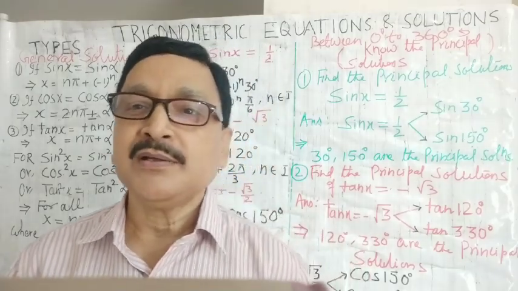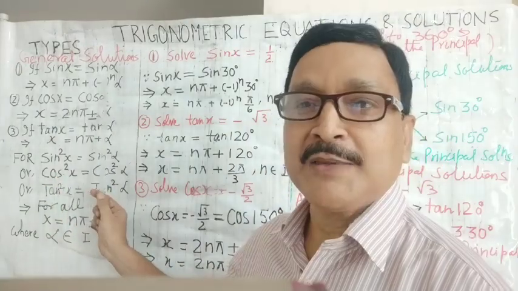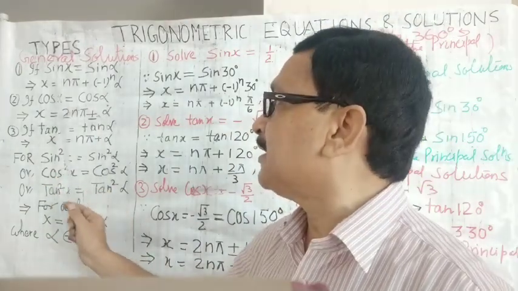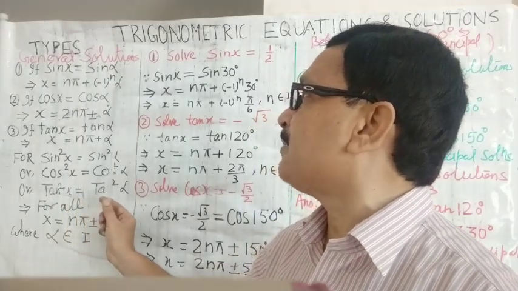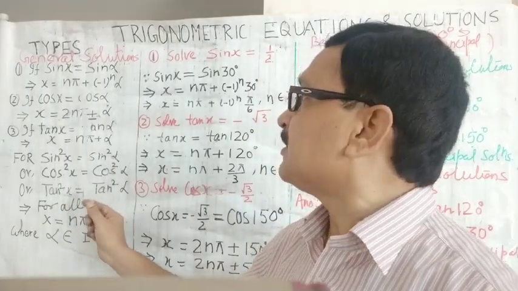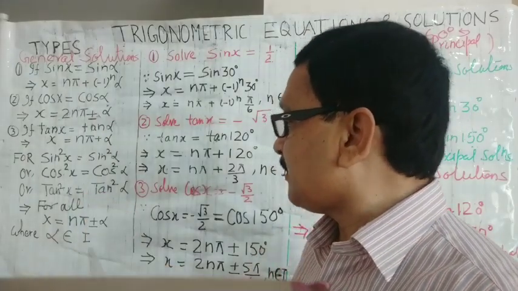In type 1, there may be sin x is equal to sin alpha. If sin x is equal to sin alpha, there is a ready-made formula: x is equal to n pi plus minus 1 to the power n alpha. This is the ready-made formula where n is a member of integers always.